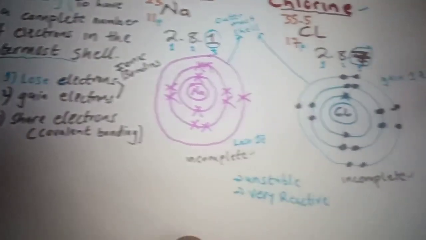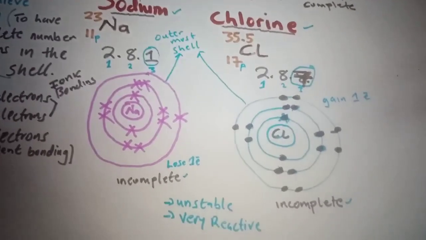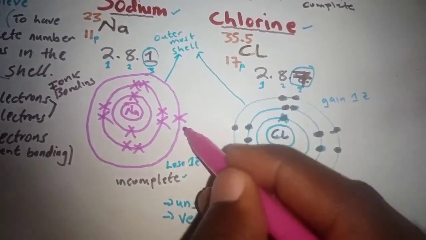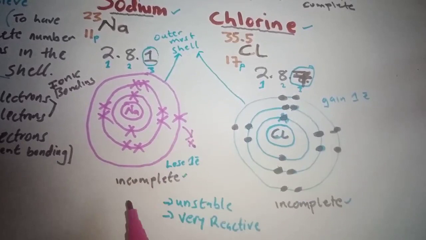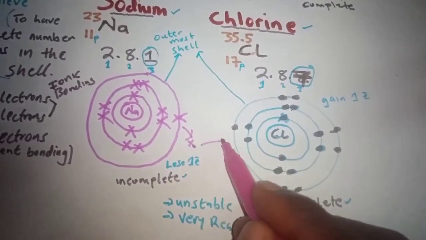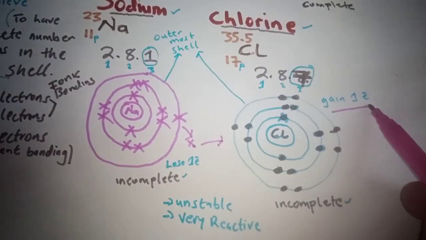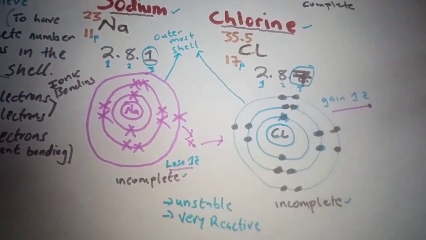These two, they can bond together. Okay, sodium can bond with what? With chlorine. How? Okay, how are they going to bond together? How will the sodium bond with the chlorine? So this will lose this electron, and this electron will be gained by the chlorine. Since this one needs to gain 1 electron, this one needs to lose 1 electron for it to be complete.